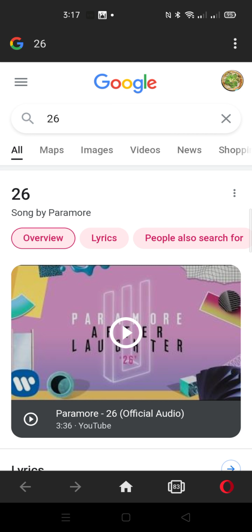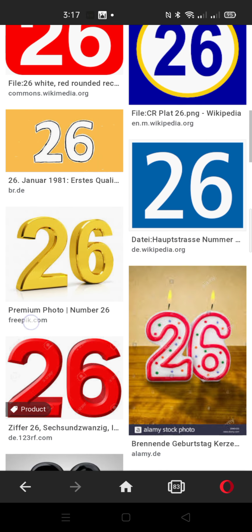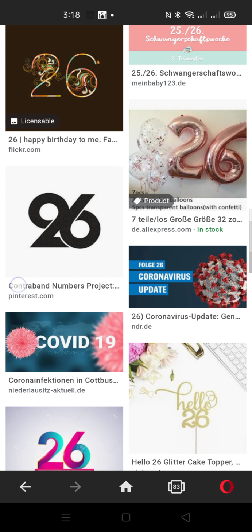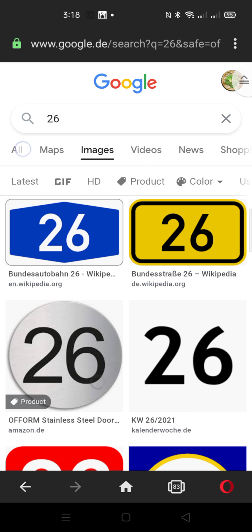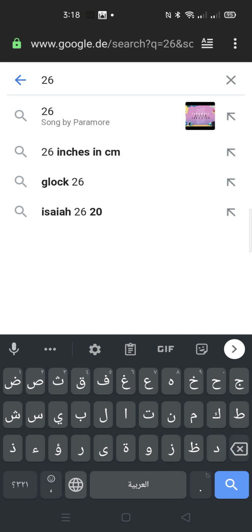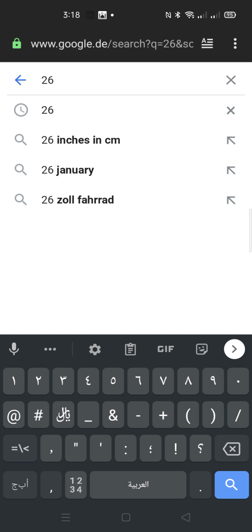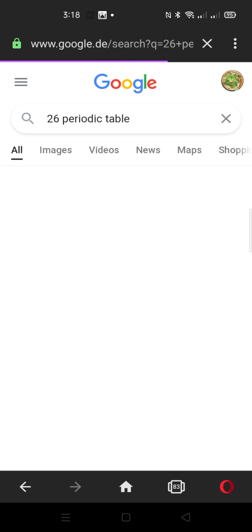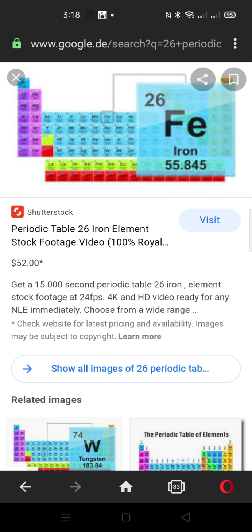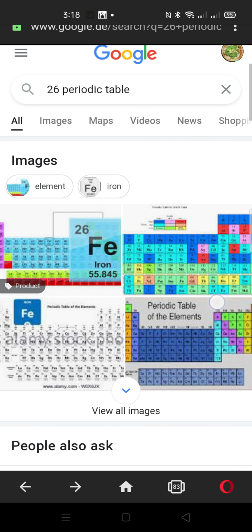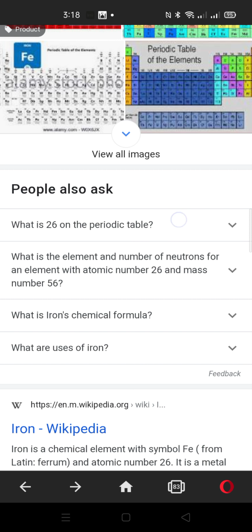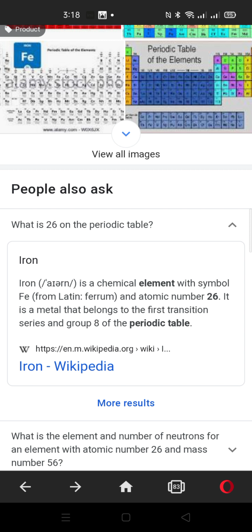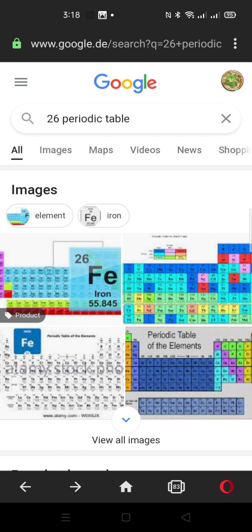Search 26 images. Periodic table. 26 periodic table. Element iron. 26 element iron. I think that's all I have to say about that.